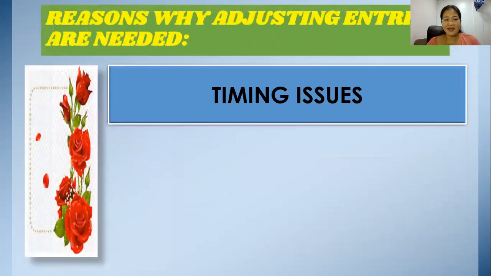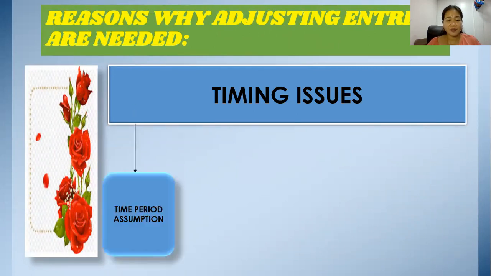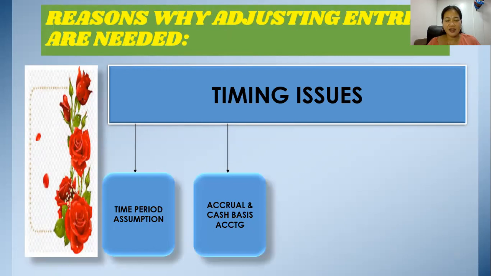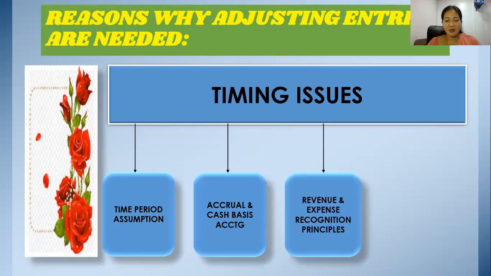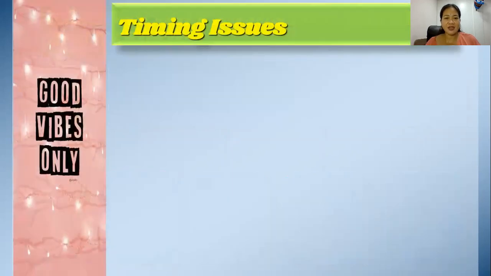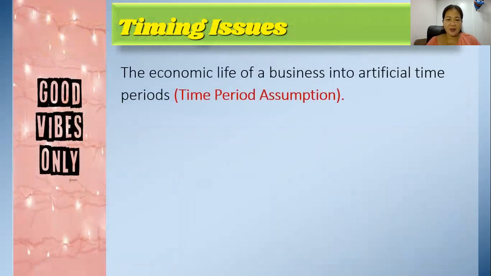The reasons why adjusting entries are needed, and these are the timing issues. First issue, time period assumption. Second issue, accrual and cash basis accounting. Then we have revenue and expense recognition principles. And we have the fourth one, matching principle. So let's start with the time period assumption.